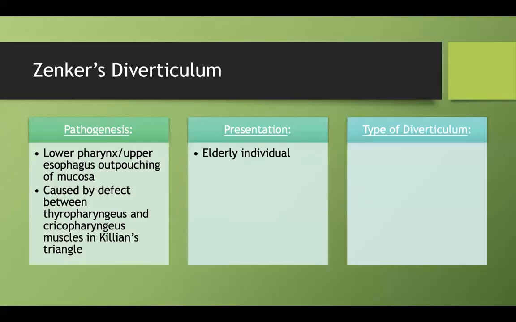And how this will present, it's usually somebody who's very old. They're going to have trouble swallowing, and they're going to have really, really bad breath. I've never seen a question on Zenker's diverticulum where they didn't mention halitosis. And that kind of makes sense, that food's getting stuck in that diverticulum instead of going all the way down to our stomach, and that food can start to spoil in that specific area.